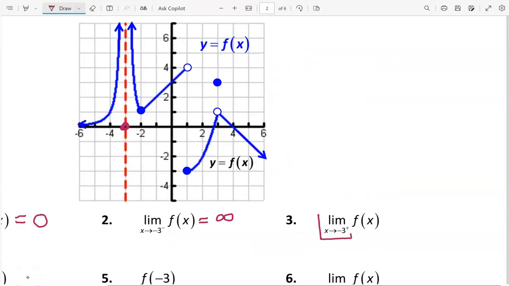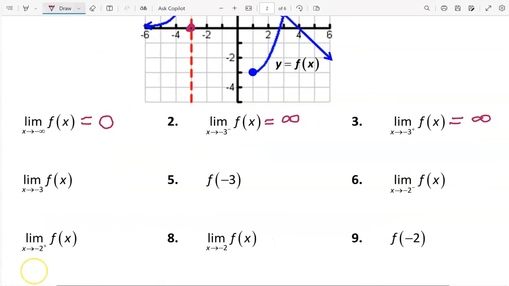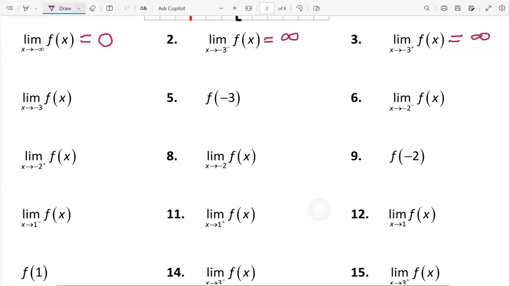In number 3, we're taking the limit of f of x as x approaches negative 3, but this time there is a superscript plus, which means that we are approaching from the right side of negative 3. So on the right side of x equals negative 3 on the graph, we'll notice that the y values are tending toward positive infinity.